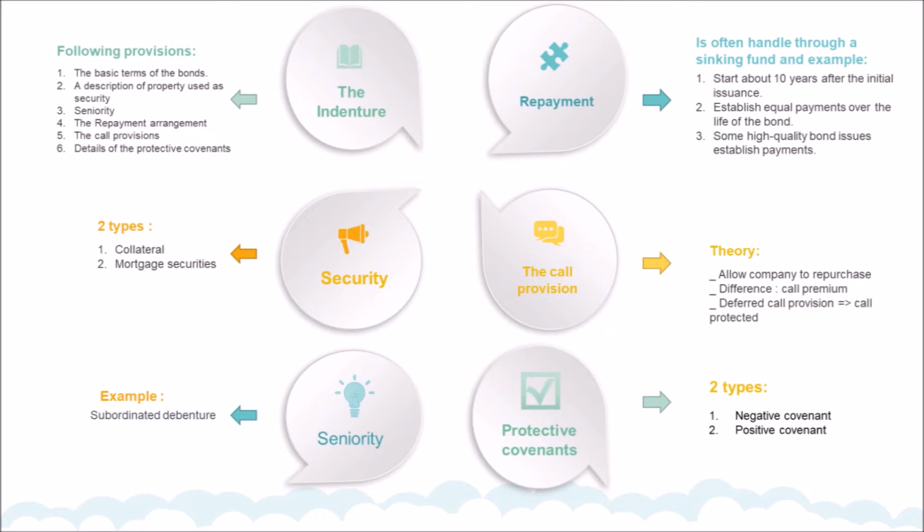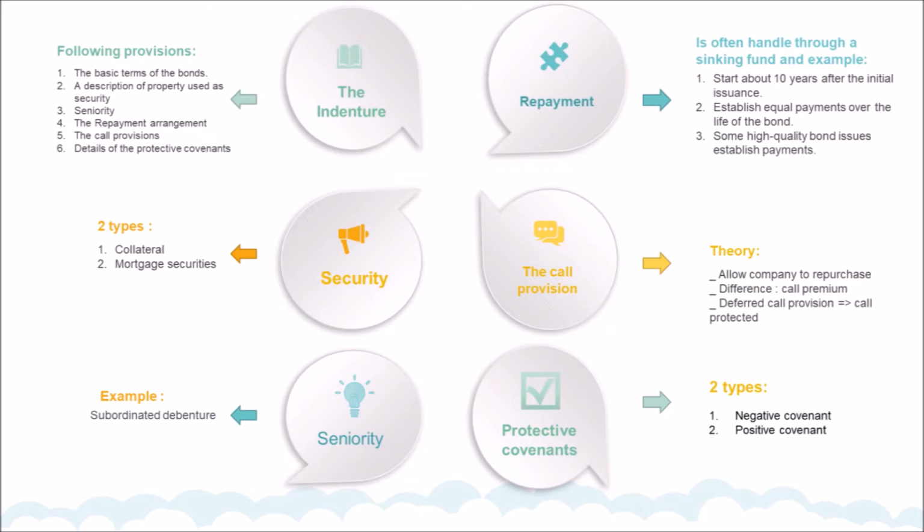And we have first, the indenture. The indenture is a written agreement between the corporation and its creditors, and is sometimes referred to as the deed of trust. And the bond indenture is a legal document which includes the basic terms of the bonds, the description of property used as security, seniority, the repayment arrangements, the call provisions, and details of the protective covenants.